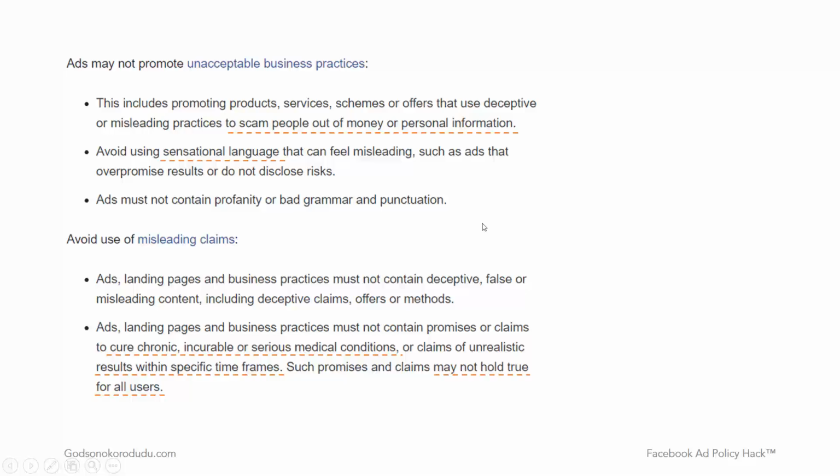You want to avoid the use of misleading claims. So ads and landing pages and business practices must not contain deceptive, false, or misleading content, including deceptive claims, offers, or methods. Some stuff is just deceptive. You cannot do that. And the next point actually buttresses the fact more. So you cannot promise or claim to cure chronic, incurable, serious medical conditions. Even if it were true, you cannot promise that, because say you have a cure for cancer. The World Health Organization says there's no cure, so it's an incurable condition. You cannot make such promises.